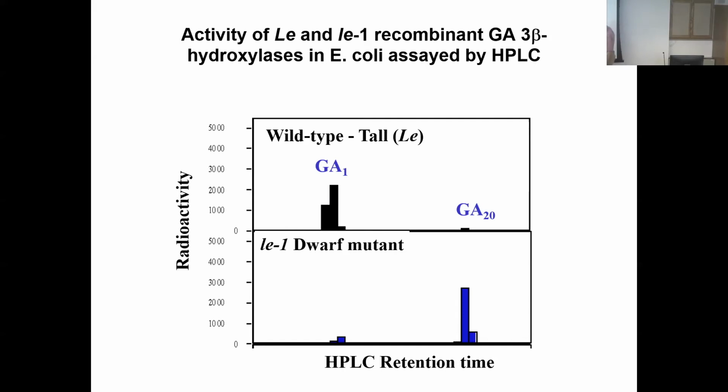And so here is the conversion of GA20 to GA1 in tall plants, and here is the conversion of GA20 to GA1 in dwarf plants, neatly showing that indeed we were correct, that the mutant enzyme in the dwarf plant is much less active in this transition.